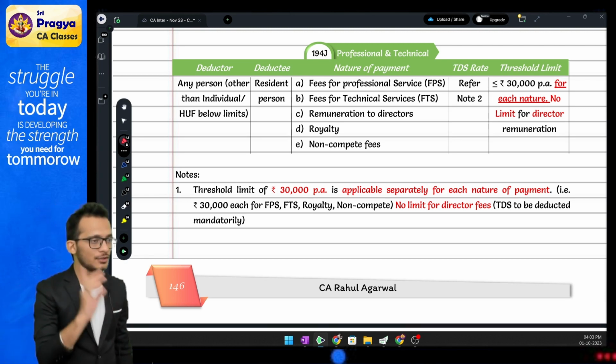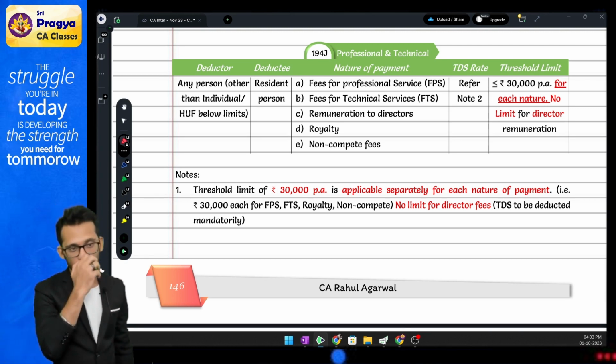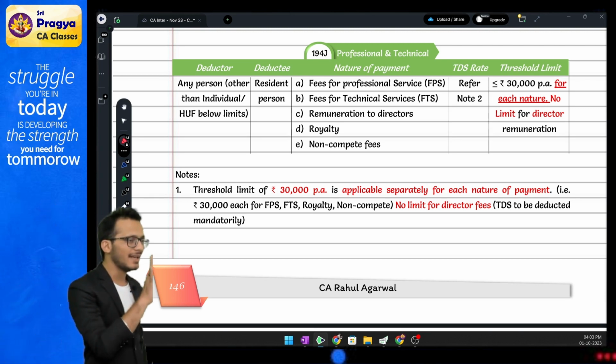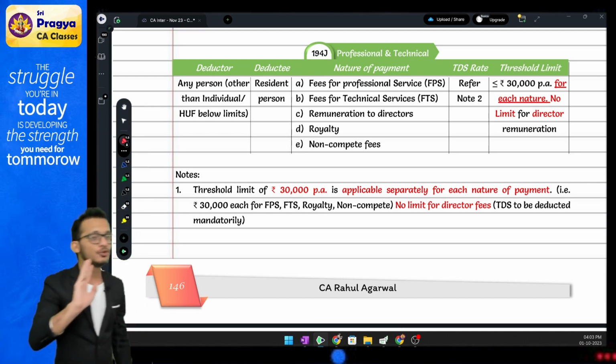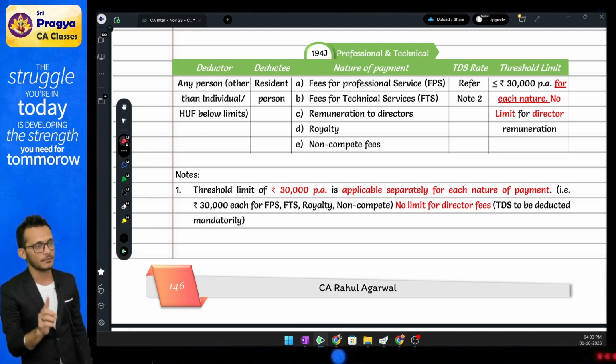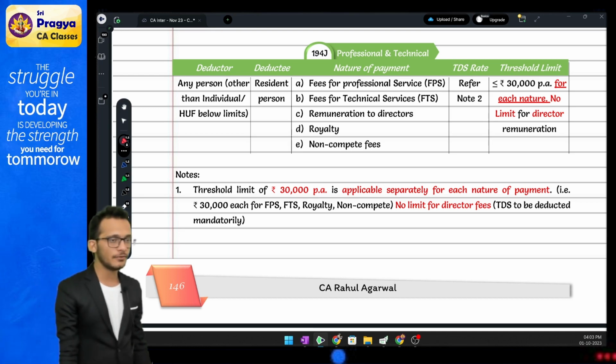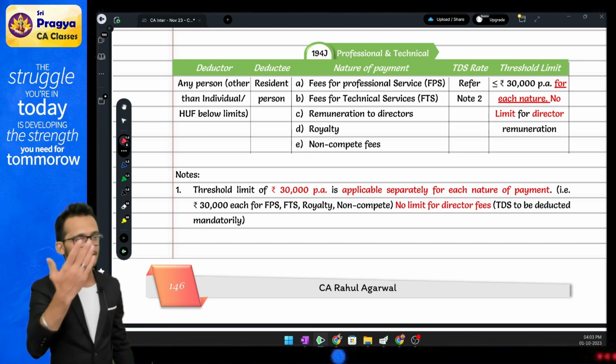It is not for all the heads together. It is 30,000 per head. Yes. After J comes K. K, I think we have discussed in the dividends chapter. Mutual funds or interest is liable for a TDS at the rate of 10%. That is happening on payment or credit, whichever is earlier.